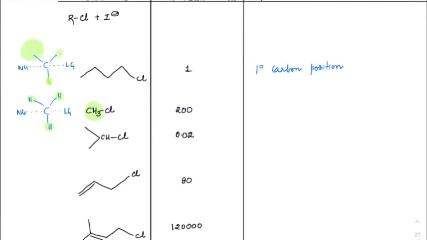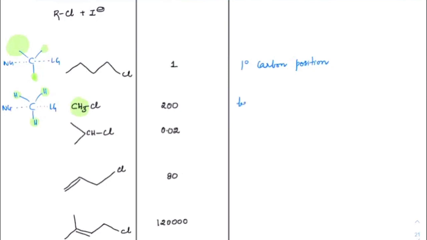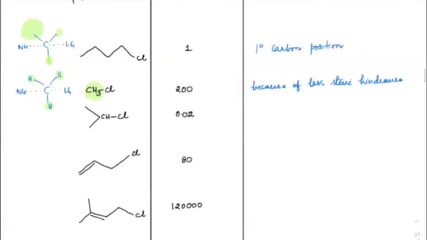So the main reason behind this is less steric hindrance. Now, if you check the next case, here the crowding has increased. It has become a secondary alkyl halide, so that is the reason why the rate has drastically decreased. This is because of more steric hindrance. So steric hindrance plays a very important role in SN2.